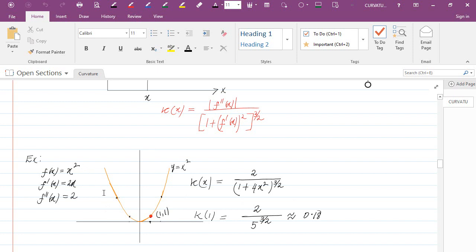So the curvature of the parabola at x is equal to this, and the curvature at 1 is approximately 0.18.